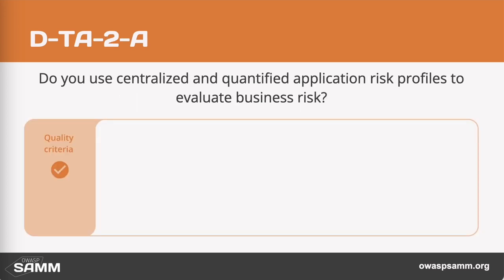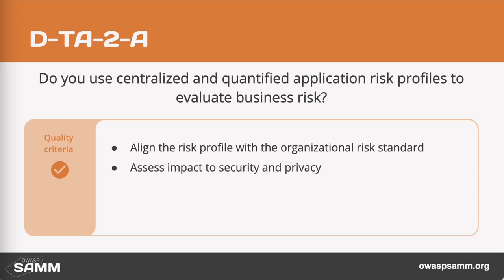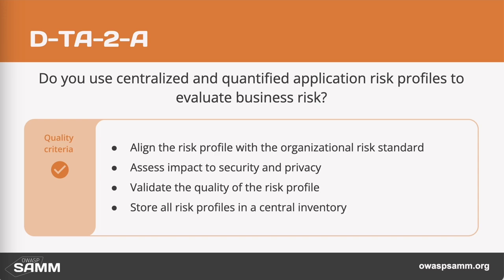At level two, it is not enough just to have a basic set of questions. So we are looking to have centralized and quantified risk profiles to evaluate business risk. The profiles must be aligned with your business risk and your organizational risk standards. The risk is covering not only security, but also privacy. You should have a mechanism to validate the quality of the risk profiles, either manually or automatically. And your risk profiles are stored in a central inventory where applications can be easily compared to each other in terms of their risk profile.